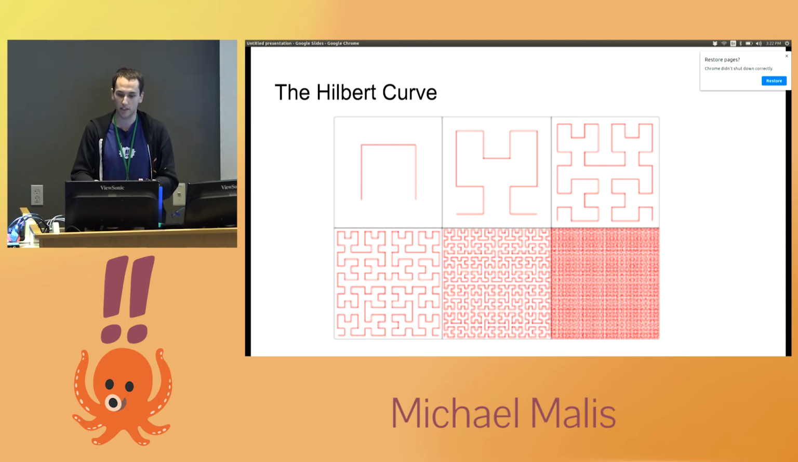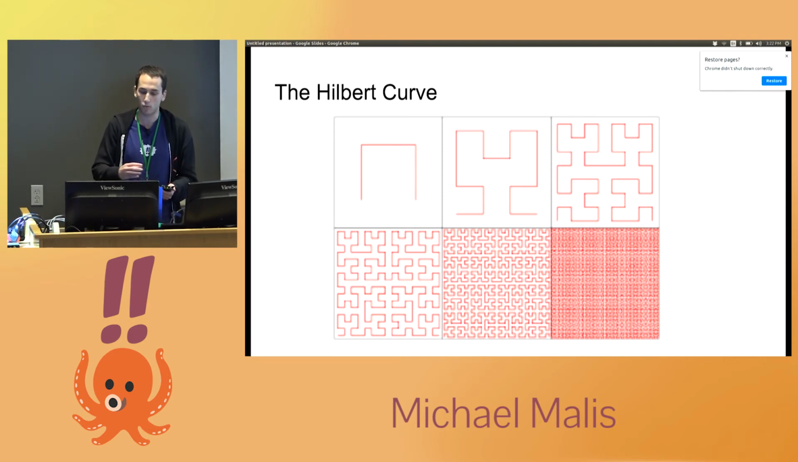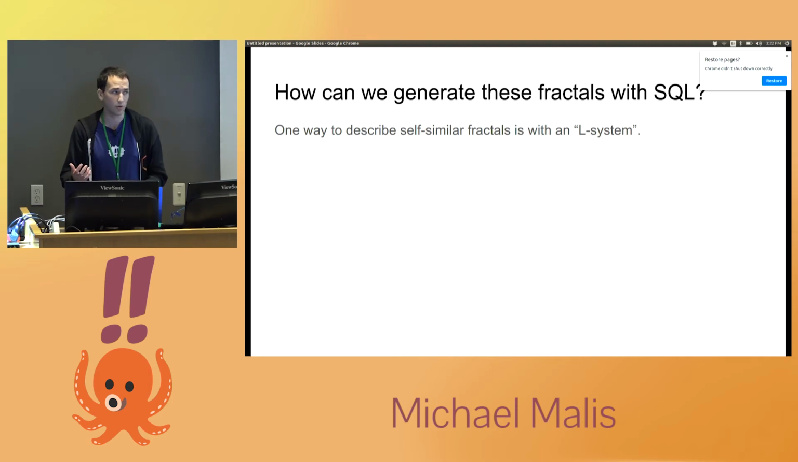So for the second iteration, it still goes from the bottom left to top left to top right to bottom right, but you now have a U where all the vertices were before. And you repeatedly do this, and it gives you the next iteration of the Hilbert curve. So in order to generate this with SQL, we need some way that we can represent this.